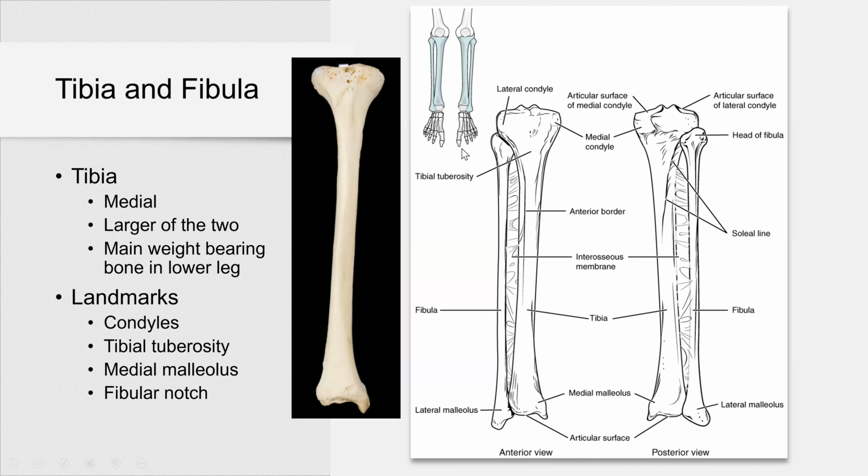Now tibia and fibula. Tibia medial, fibula is lateral. Tibia is larger of two bones and it's main weight-bearing bone of lower leg. So it has condyles. So here we have lateral condyle, here we have medial condyle. Tibial tuberosity right here. Medial malleolus, this bony structure on the medial side, and it has a fibular notch, right? That's gonna be right here.